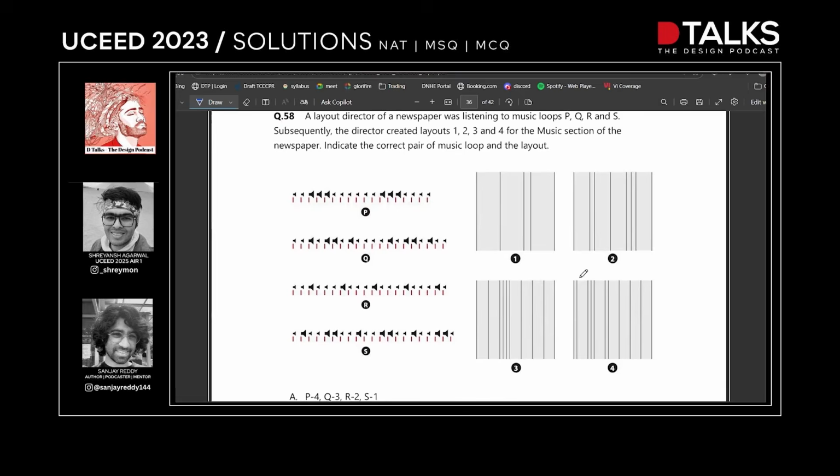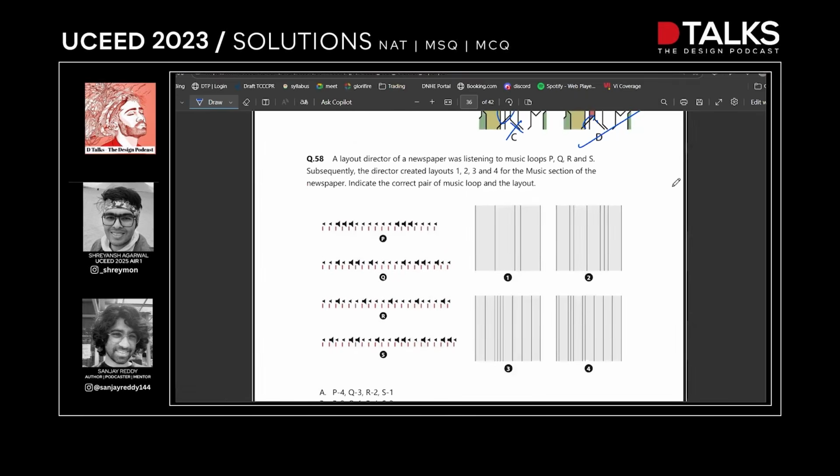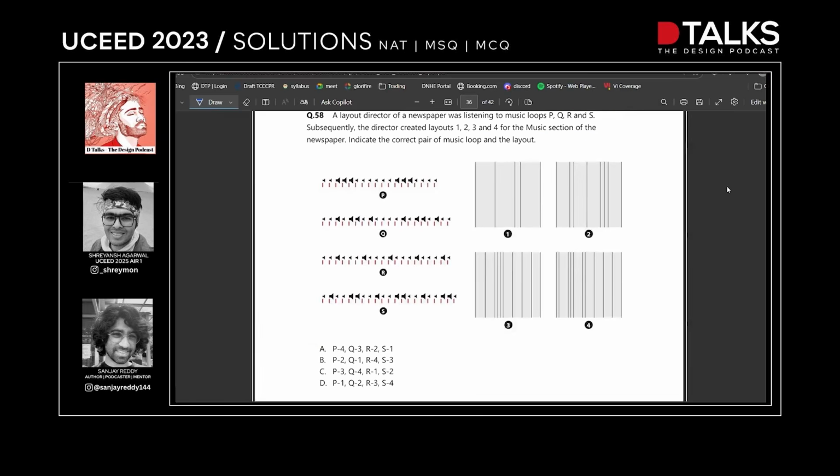Right. So I'm going to be honest, I never got this answer. Genuinely, I don't have a solution for this question. So if anyone does know, please put it in the comments for everyone else. The answer is given as C. But I just don't see any way how P can be connected to 3. Is it the notes? Something, I don't know.